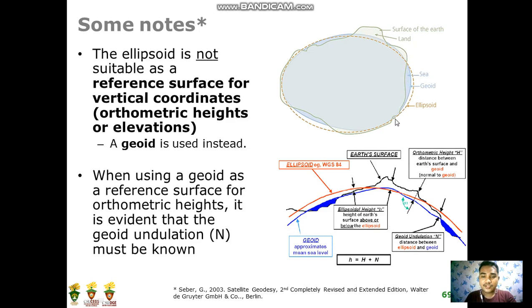kay irregular man siya, so makakuha ta og ellipsoidal height, no? Ellipsoidal height. And gusto na to kuhaon si orthometric height, no? Or ang ginatawag na to og elevation. So makakuha tag ellipsoidal height, no, from the point of the surface of the earth padulong sa ellipsoid. Ang ato lang karon is ang N. So aha man ni pangitaon si N, si geoid undulation. Dapat mahibaw-an ni siya.